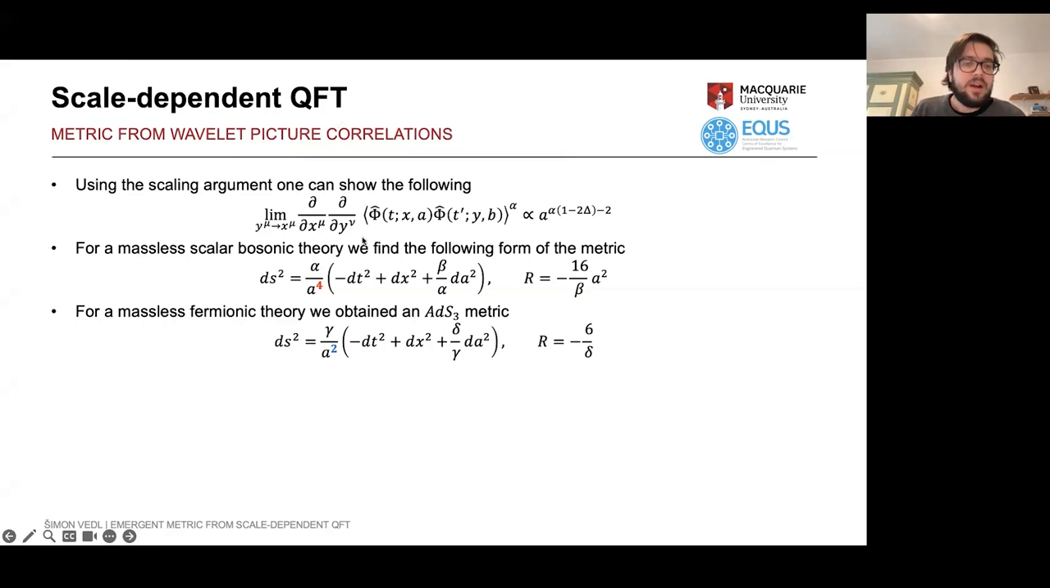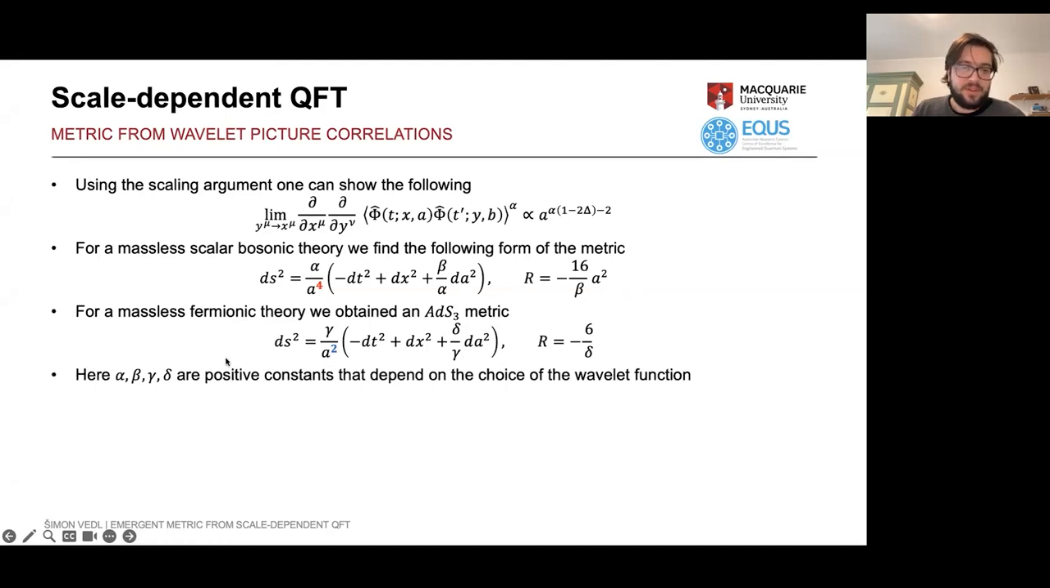At least one of the interesting observations is that I was talking about how the Casimir effect strongly depended on the choice of the wavelet function. Here we do have some dependence on the choice of the wavelet function, but those end up being just some constants. Sure, you're getting spacetimes with slightly different scalar curvatures or something, but it doesn't change the type of geometry, at least, right? So it's not as disruptive as it was in the Casimir effect.